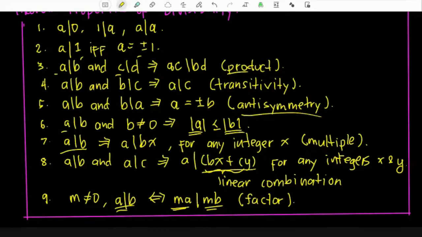Okay. Isa-isayin natin. Prove natin to. Medyo mahaba lang, but the proofs are quite easy to understand. Okay.